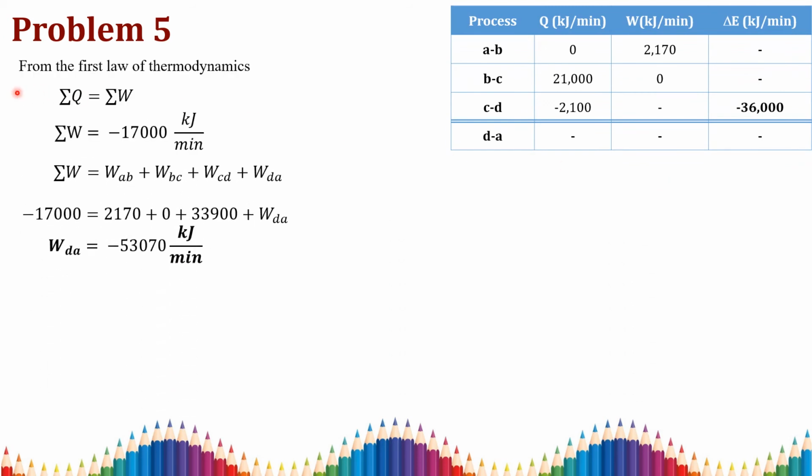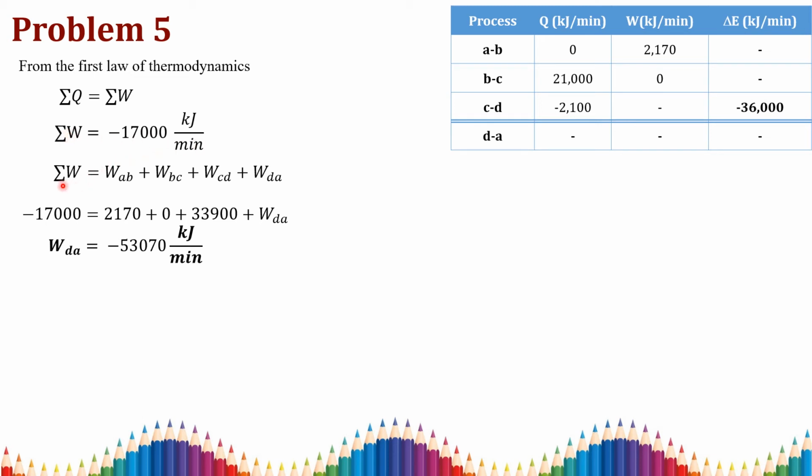So again, we are applying the first law of thermodynamics. Summation of Q is equal to summation of W, that is, net heat transfer equals net work transfer. We know that the net heat transfer is minus 17,000 kilojoule per minute. In a similar way, by applying the first law of thermodynamics, we can also write the net work transfer equal to minus 17,000 kilojoule per minute.